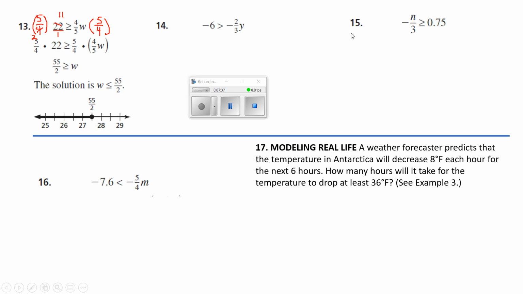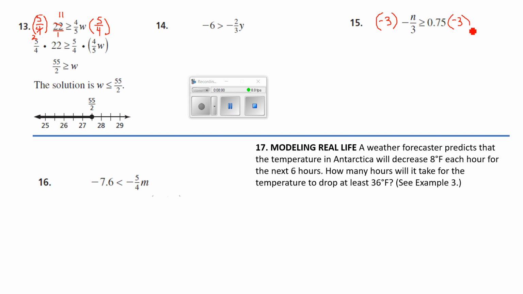Number 14 is for you to do. I have number 15. We see that we're taking negative n, or n, and dividing it by negative 3, I should say. Since I'm dividing by 3, I can do the opposite, which is multiply by negative 3. This leaves n by itself. But whatever I do to one side, I have to do the other.